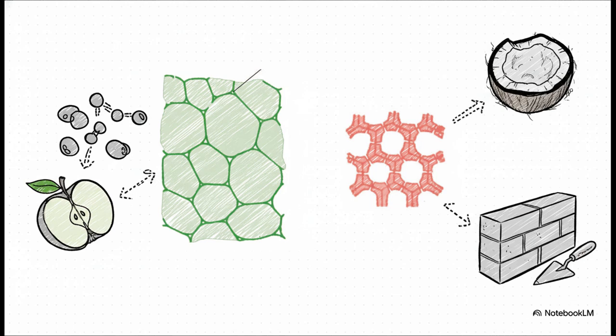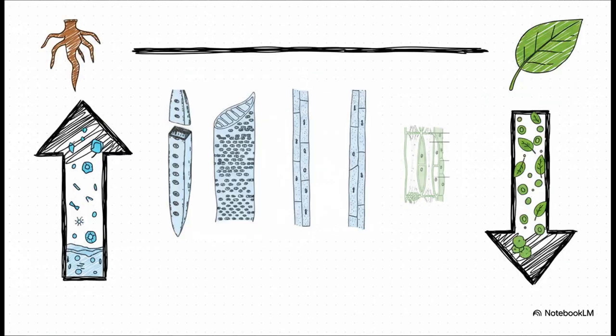Where does that toughness come from? You guessed it, sclerenchyma. It's made of dead cells with incredibly thick walls. It's basically nature's cement. The other type of permanent tissues are the complex ones. Just think of xylem and phloem as the plant's transportation system.